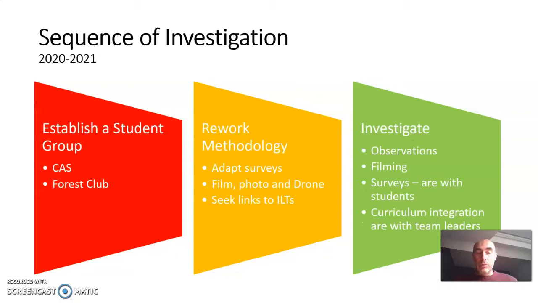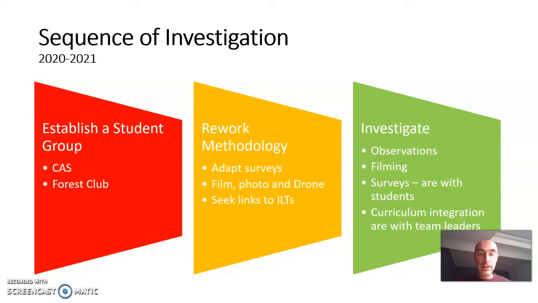As I said, we were disrupted last year. School closure brought the project to a halt. So we started again this year, and luckily we were able to establish it as a CAS group with the senior students. We have a working group there on a Wednesday afternoon. I also run an enrichment group called the Forest Club, so we'll be able to integrate it into that project too. We've been quite busy.